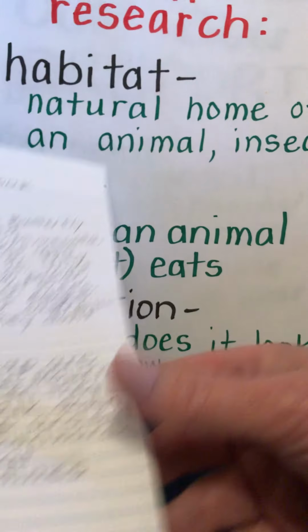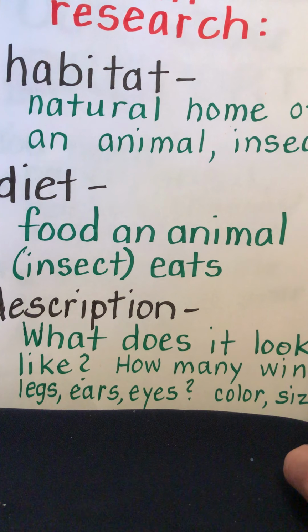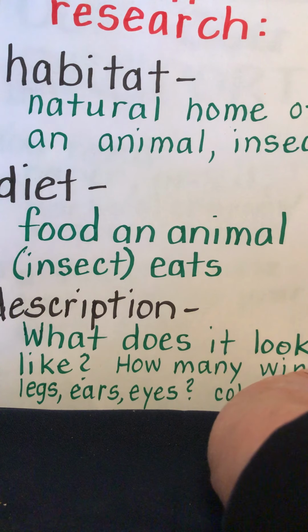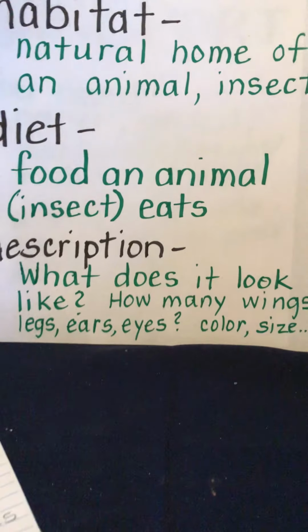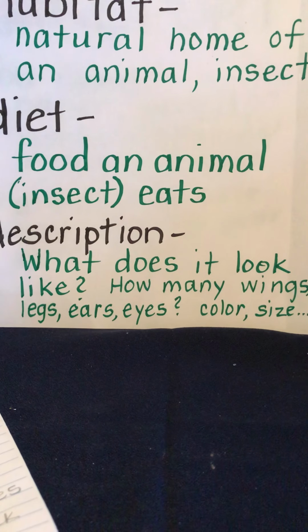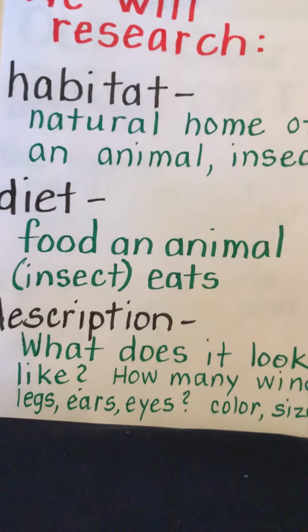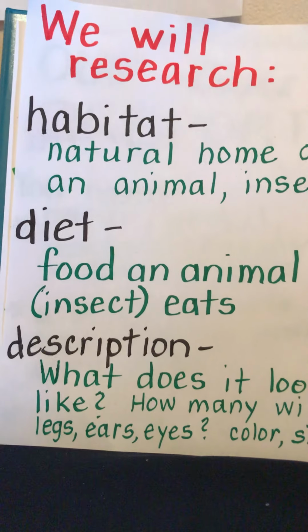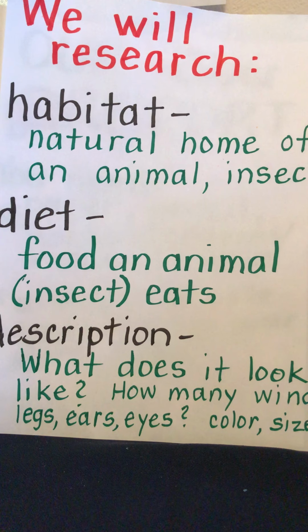Habitat, diet, description. Today for your assignment, what do you think you're going to do? You're going to write this definition of description, okay? So that it helps to get it in your brain and you remember that this is what you're going to be looking for. How many of you have thought about what insect you want to do? Do any of you have books at home that might help you?